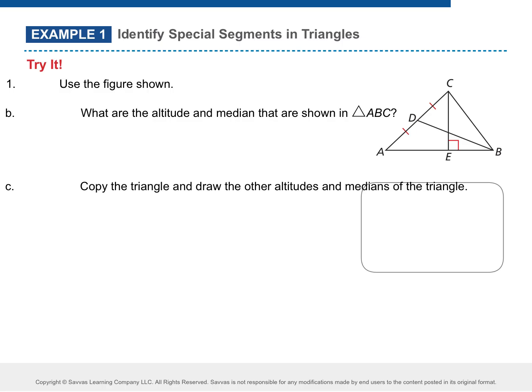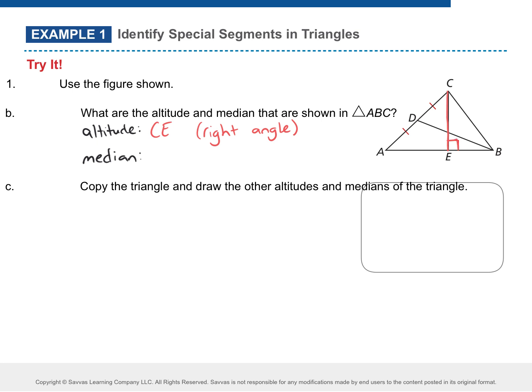Okay, on example 1, I want you to tell me on A what the altitude is. Tell me the line that is the altitude, and tell me the line that is the median. I want you to label the altitude and the median. Okay, which one is the altitude? CE. Okay, why is CE the altitude? What was the dead giveaway? Right angle. Okay, make these notes so you know for later. CE is the altitude because of that right angle. It goes from the vertex to the opposite side, creating that right angle.